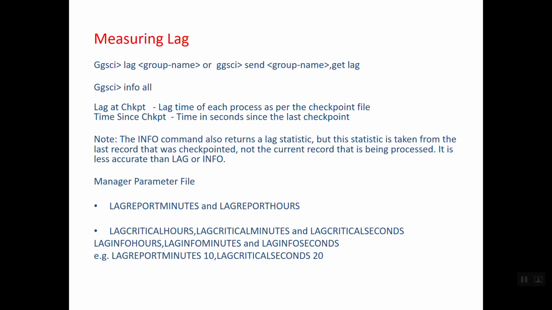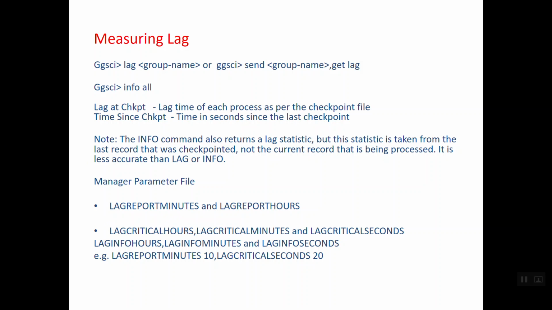The lag critical minutes, hours and seconds parameters will show me a critical message in a critical format. You have seen in the ggserr.log that there are messages with info, critical and warn, where warn stands for warning. So if I say lag critical hours 1, that means if the lag of any process increases to 1 hour, then it will send a critical message to the error log file. Similarly for lag critical minutes, if I specify 30, after 30 minutes it will show me the error messages. Similarly for seconds as well.